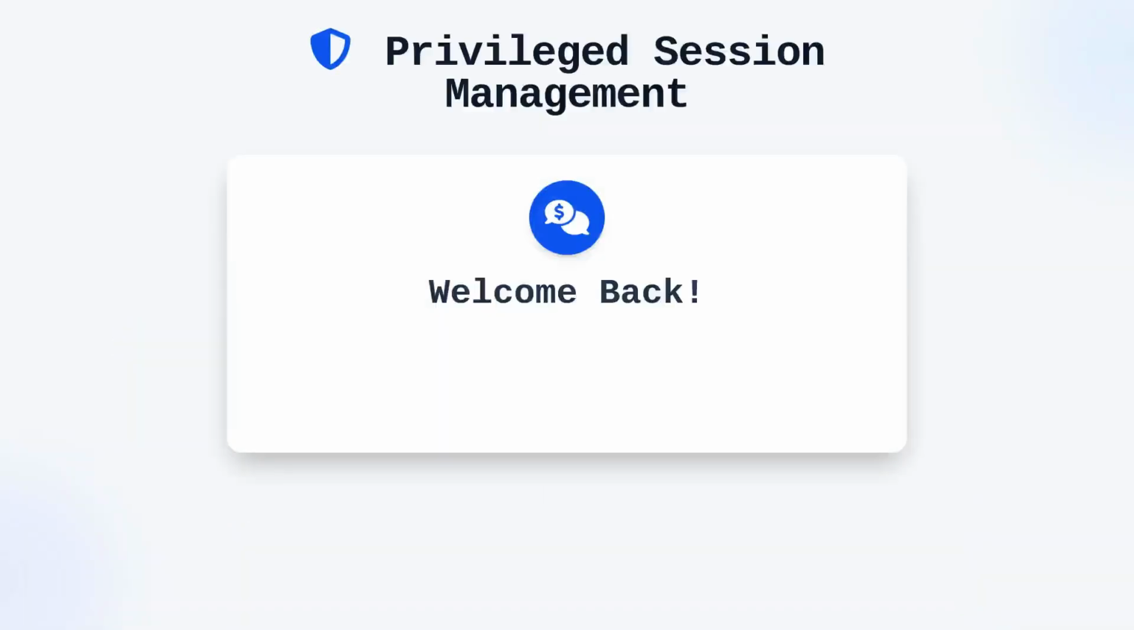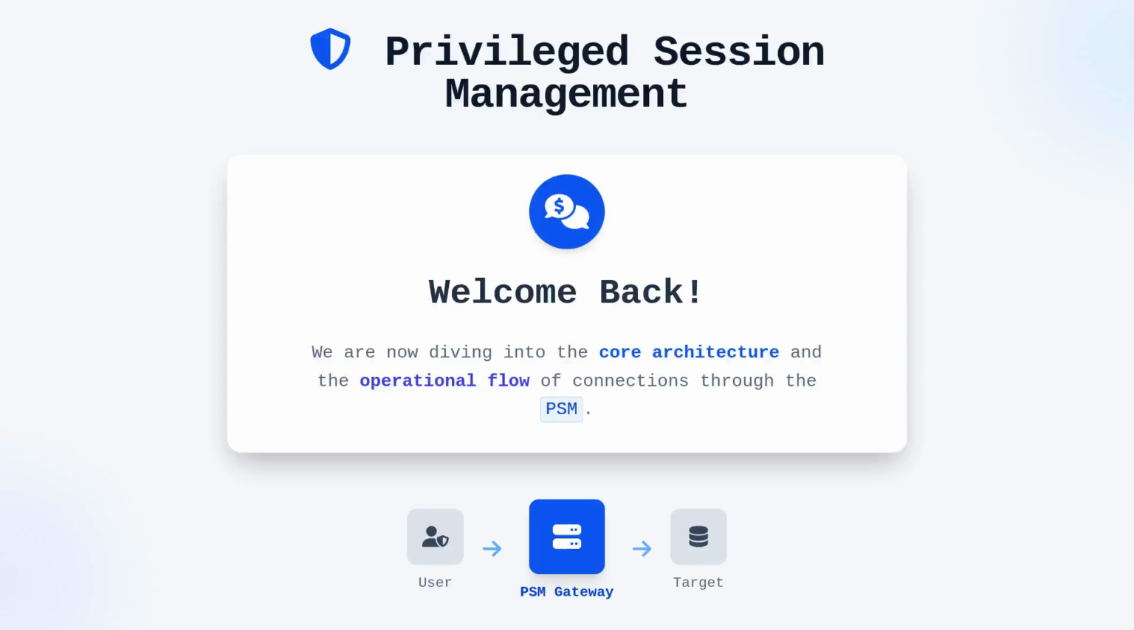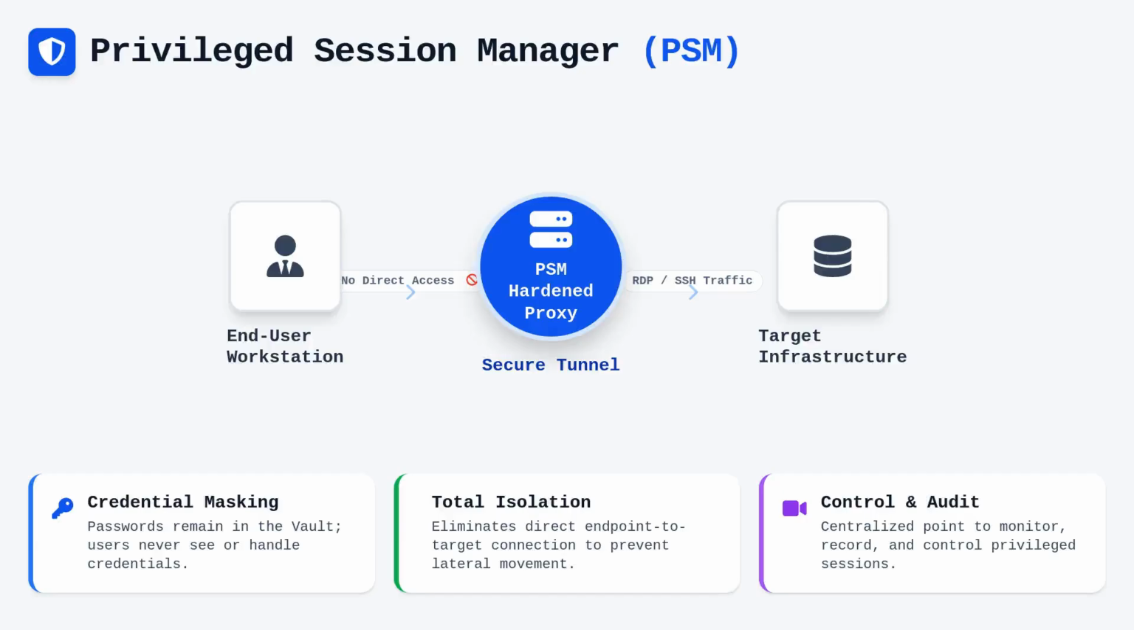Welcome back. We are now diving into the core of privileged session management, where we focus on the architecture and flow of connections through the PSM. When we discuss the privileged session manager, we are essentially talking about a hardened jump server that acts as a proxy for all privileged sessions. The primary goal here is to isolate the target systems from the end-user workstation, ensuring that no direct connection ever exists between them.